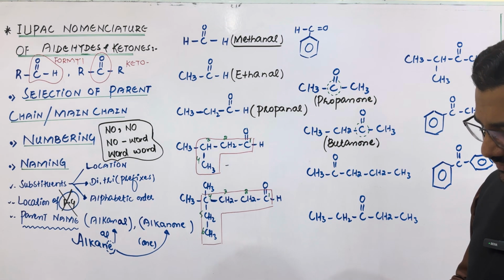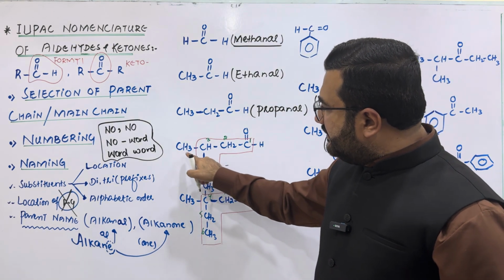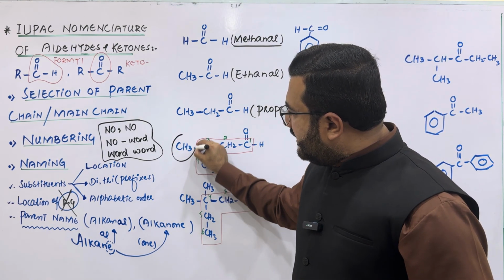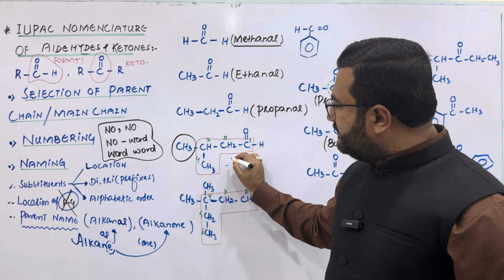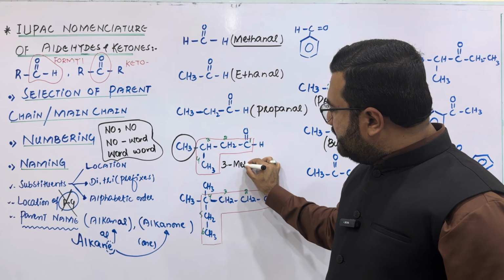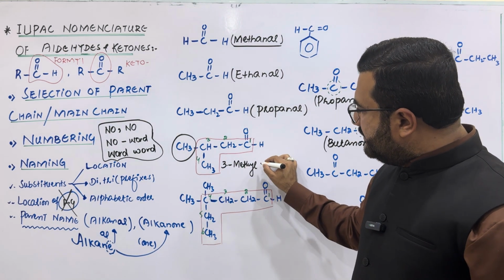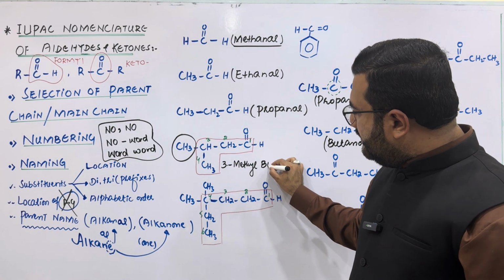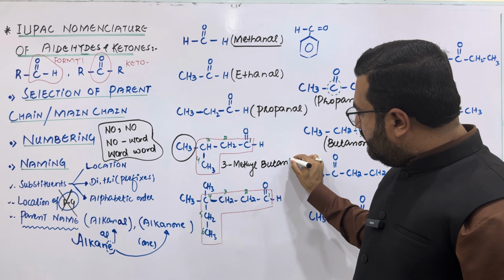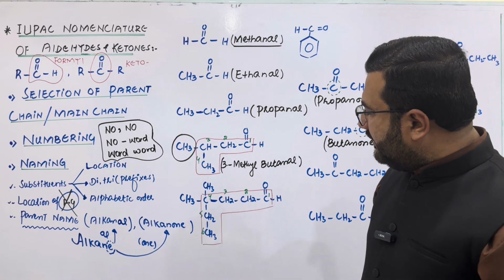After numbering, now let us name them. First of all, the location of the substituent will be mentioned. The substituent is a methyl group, which is attached to carbon number 3. So its location is 3. The name of the substituent is methyl, and as there are 4 carbon atoms, its parent name should be butanal. So it will be 3-methylbutanal.